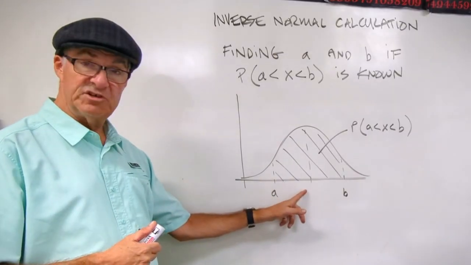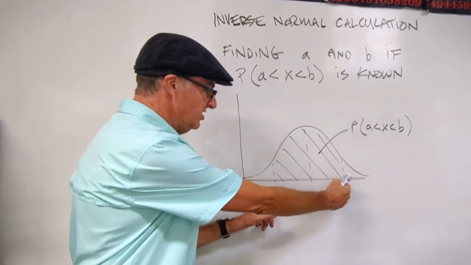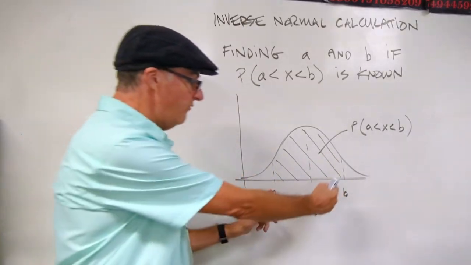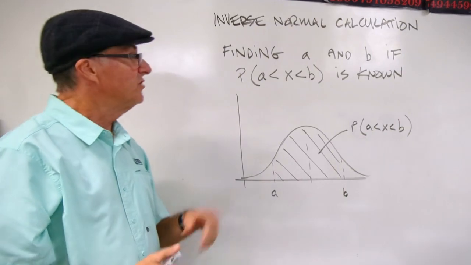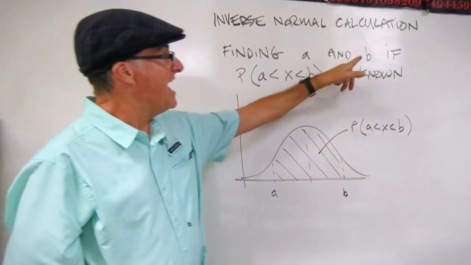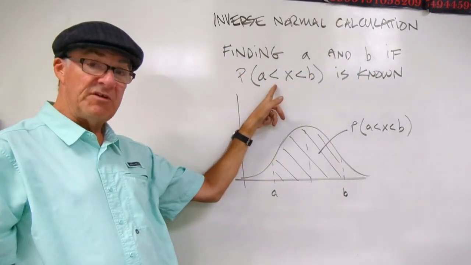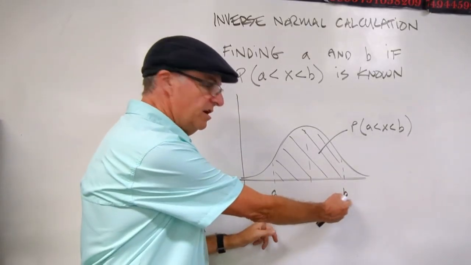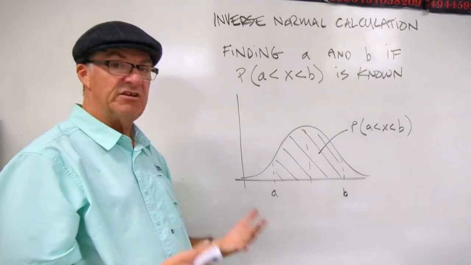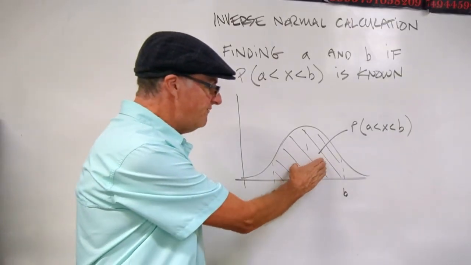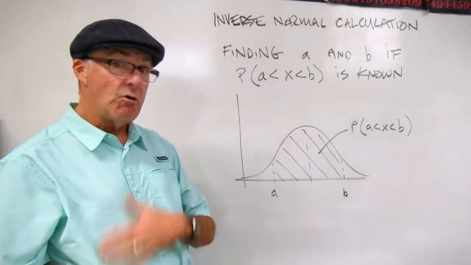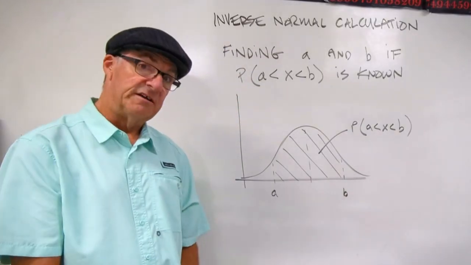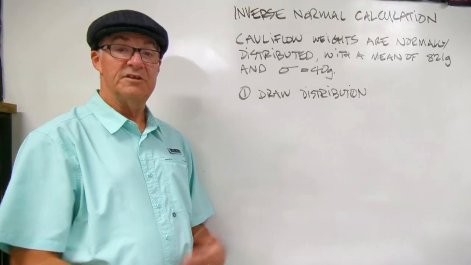Here's my normal distribution and my values here. And then here is my probability that an outcome will fall within these values. So here's what we say. We're going to find A and B if the probability is known. So in the past, what we've done is I've given you values of A and B and asked you to calculate the probability of an outcome falling within that range. Now what we're going to do is we're going to give you the probability and ask you to find A and B. Let's do a problem.